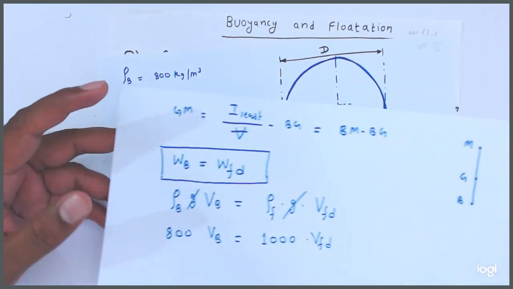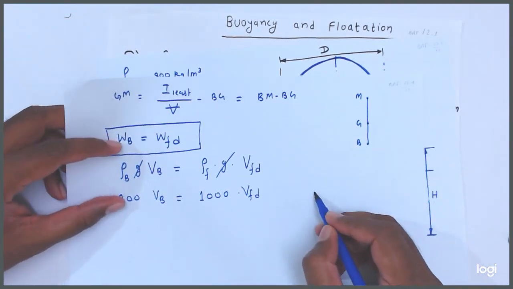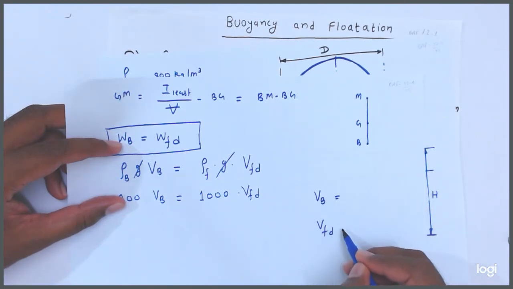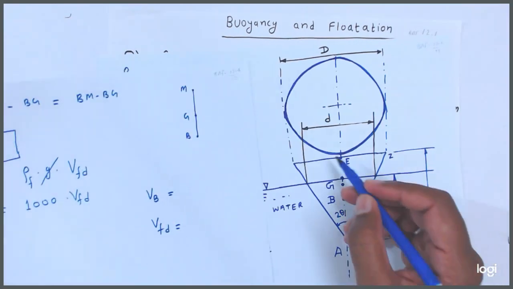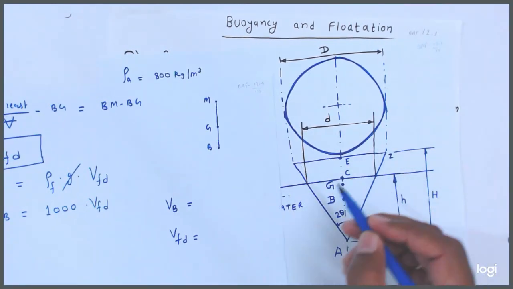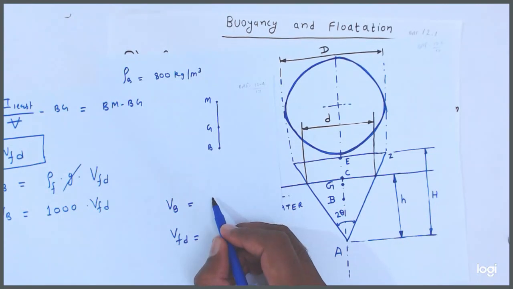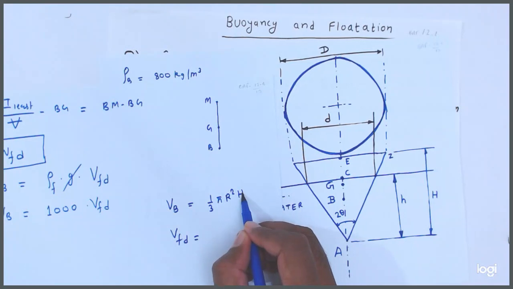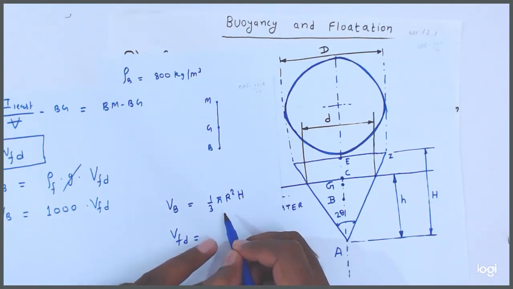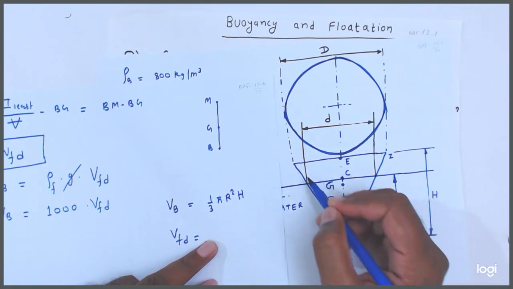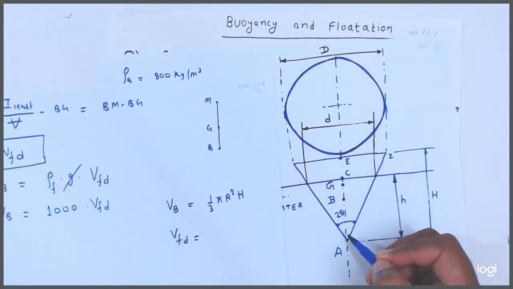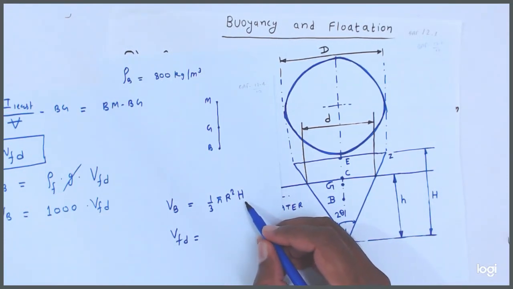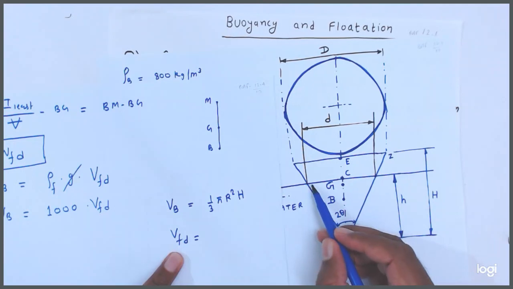Now friends, we will consider here VB and VFD. Okay, volume of body, this is the total volume of the body. It means how much is there? 1 by 3 into pi capital R square into capital H. This is the volume of the body. We know that in the case of solid cone, the volume is 1 by 3 pi R square into H. Similarly here, this is the volume of liquid displaced.